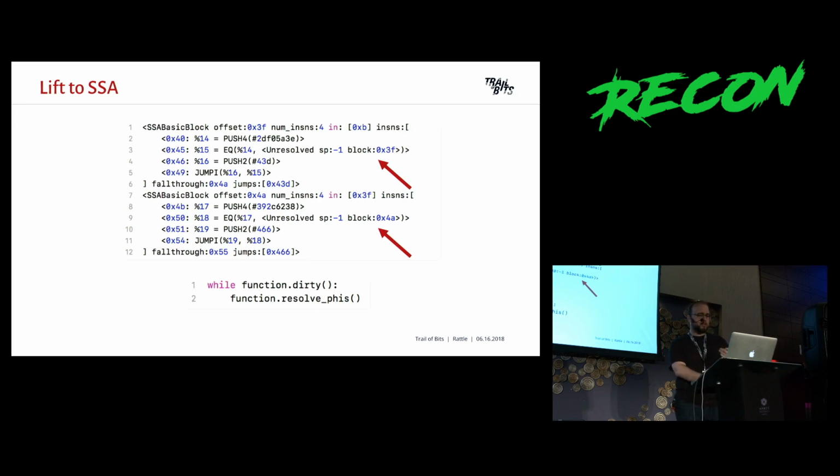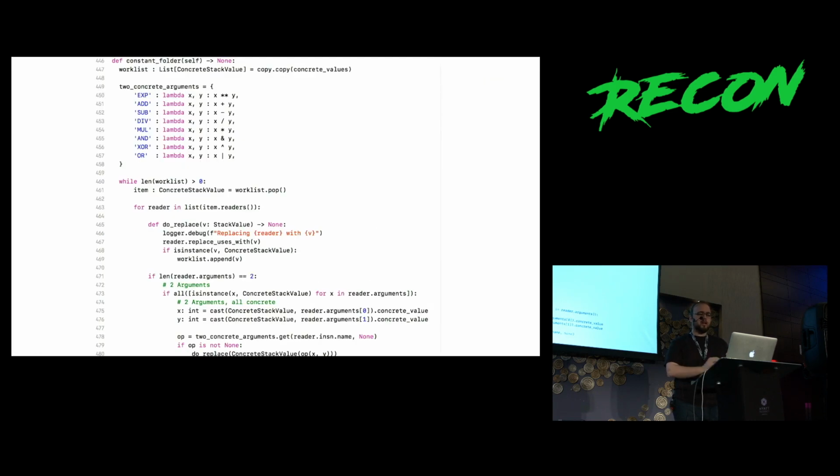Once we have our full SSA form, we can do fun things like constant folding. This is the constant folding algorithm I have. You can see here that if I have 2 constant or concrete arguments, and it's an exponentiation, I just calculate the exponentiation, and then right here I replace all of the uses of that value with that new result, and it removes the exponentiation completely. I call them readers. Most people call them users or uses.